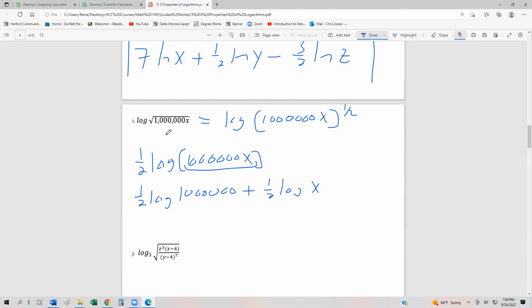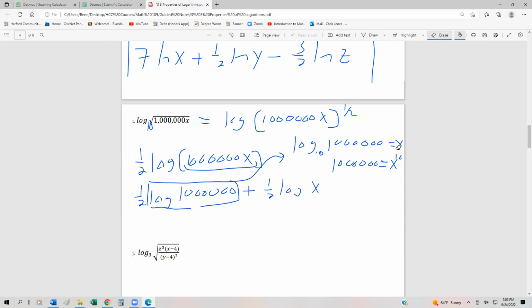And then you probably remember that if you just have a log without a base, there really is a base. It's the common logarithm, base 10, and we should probably try to evaluate this statement. So we could write log base 10 of a million is equal to x, or in the exponential form, we would have 1 million equals 10 to the x.